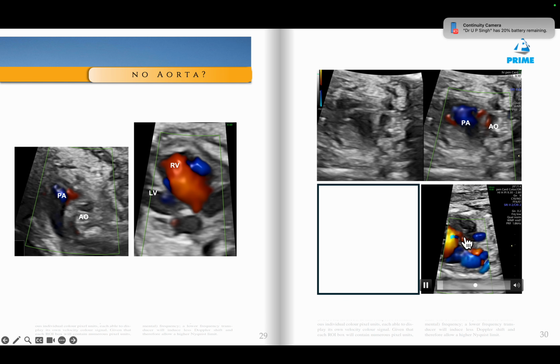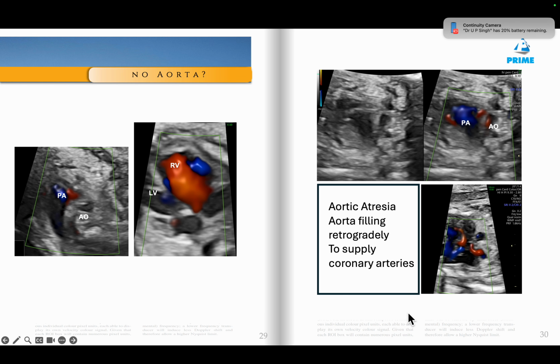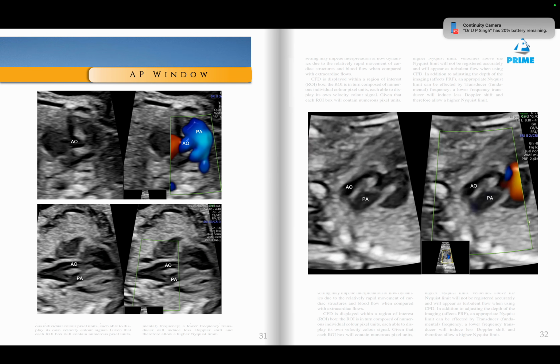You can see these are the coronary arteries. I am going to show you what the coronary arteries look like. Now I'm pausing it here, scrolling, and that's the coronary artery, right? So this is the right coronary artery going this way. This is the aorta filling retrogradely, trying to fill the arteries. This is the right coronary artery, the left coronary artery. So it's important for aorta to fill retrogradely to supply the coronary arteries.